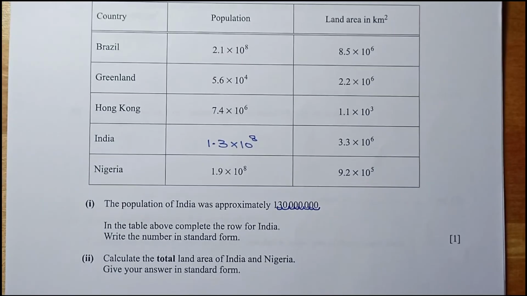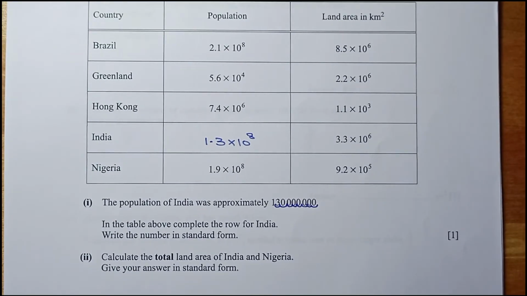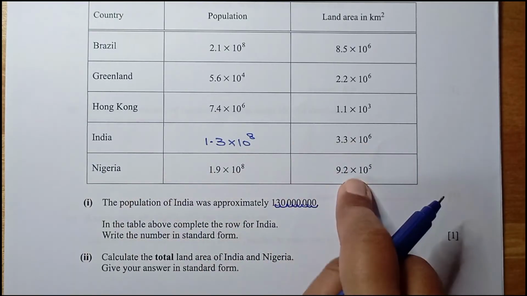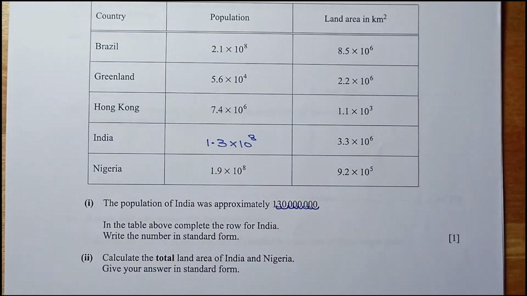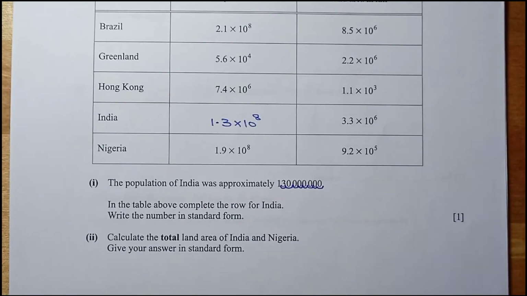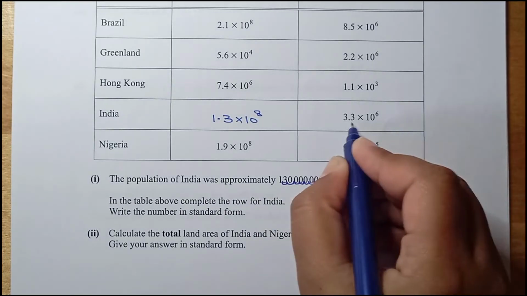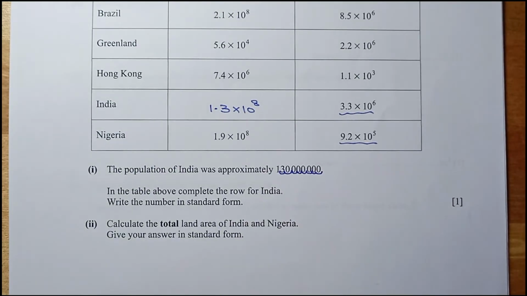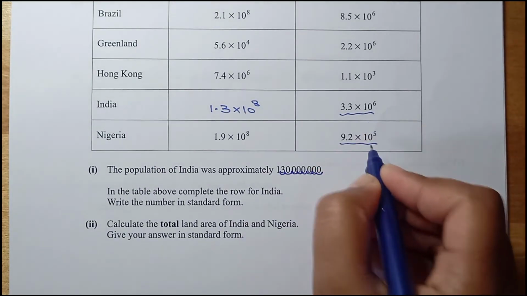Now for the second part, calculate the total land area of India and Nigeria. Give your answer in standard form. The total land area for India and Nigeria. So India, the land area is this much. Nigeria, the land area is this much. We need to add both of them to get the total. Okay, so first for India and for Nigeria. So first I want to convert to the same exponents.